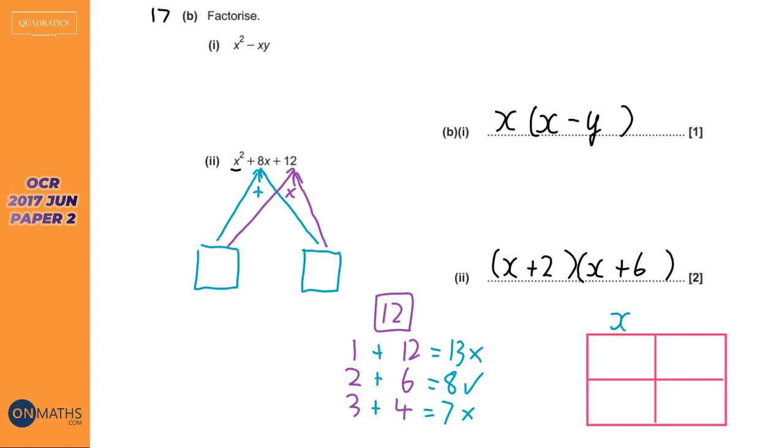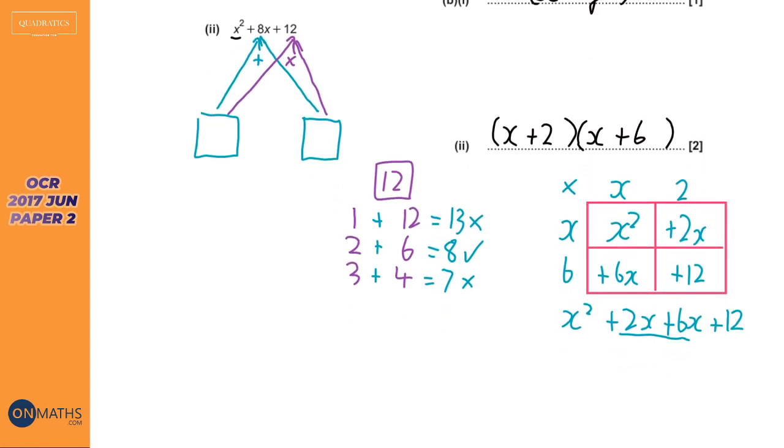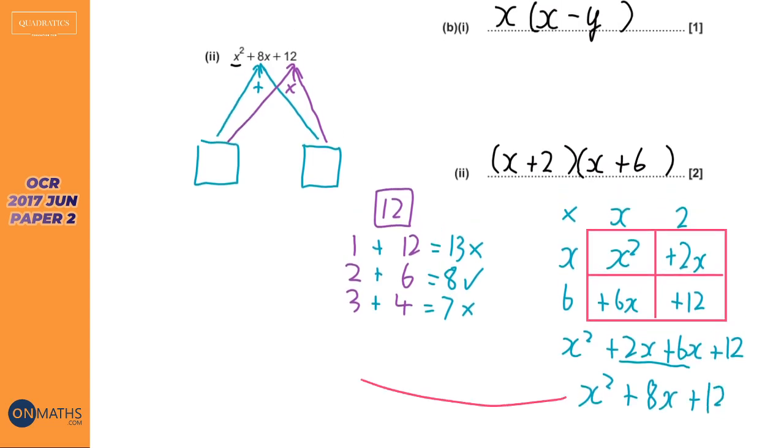So we've got x plus 2 and x plus 6. x squared plus 2x plus 6x and then plus 12. And then when we simplify that, so put them together, these two will simplify. So it'd be x squared plus 8x plus 12, which is the question. So that kind of matches the question up here. And so we know that it's the right answer if it matches the question.